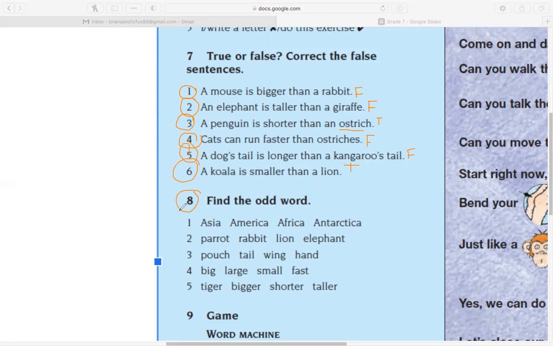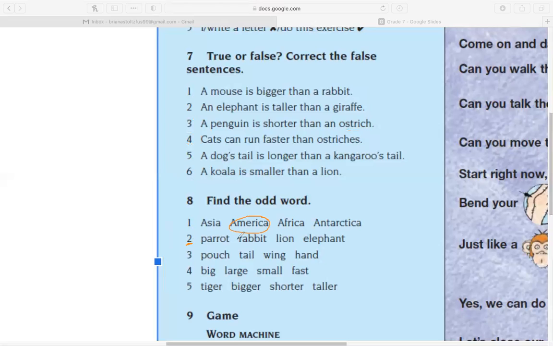In part 8, let's find the odd word, the word that does not belong. Number 1 says Asia, America, Africa, Antarctica. These are all places, but only one of these is not a continent. So Antarctica is a continent, Africa is a continent, and Asia is a continent, but America is not a continent. We would say the Americas, or North and South America. So this is the odd word, America.